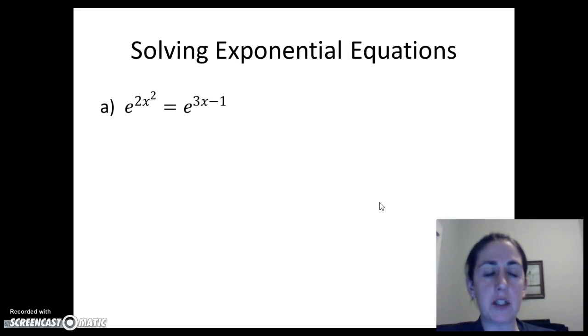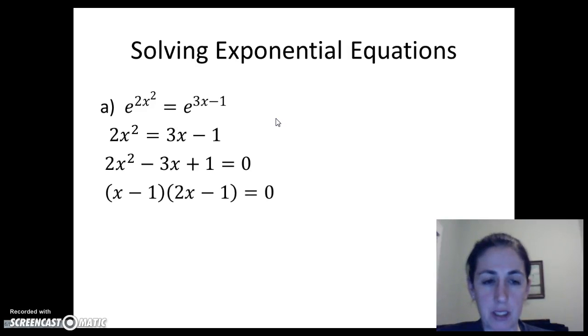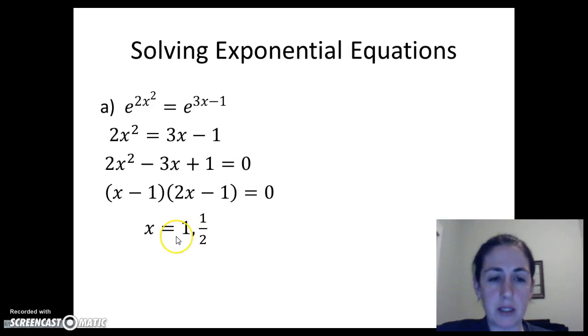So here, e to the 2x squared equals e to the 3x minus 1. Notice these two exponential functions have the same base, so the one-to-one property says we can just set their exponents equal to each other. 2x squared equals 3x minus 1. Get everything on one side of the equal sign, 0 on the other, factor, and then set the factors equal to 0. And we get two solutions, x equals 1 and x equals 1/2.